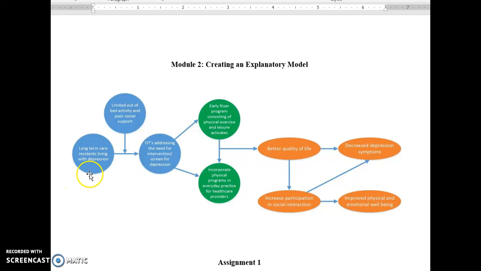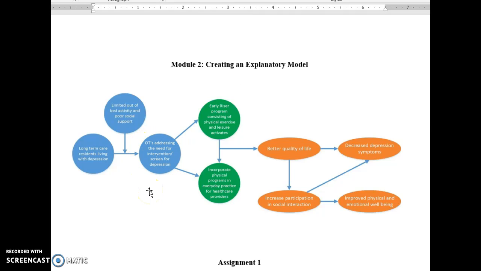You've got living with depression, and I think that was actually the problem, correct? That you have long-term residents living with depression. This is kind of a combination of two different things. So maybe limited out of bed activity could be one. The poor social support could be another one. The OTs addressing the need for intervention and screening for depression doesn't really necessarily seem like an influencing factor.